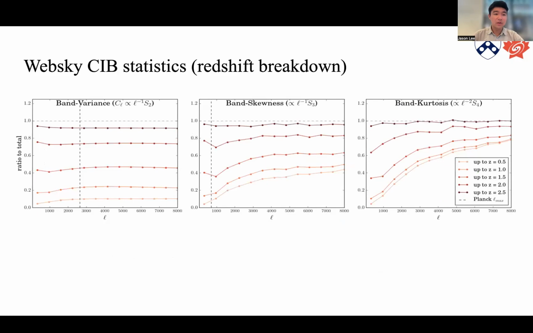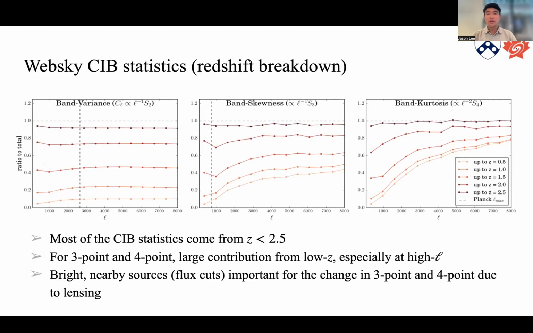Here's the redshift breakdown of the CIB statistics. You can first see that most of the CIB statistics come from redshift 2.5 or below. And this is because the key star formation region is redshift 1 to 2. You can also see that for the 3-point and 4-point, there's actually a large contribution from low Z, especially at high L. And this implies to us that the bright nearby sources and hence flux cuts can be important for the change in 3-point and 4-point in particular due to lensing.